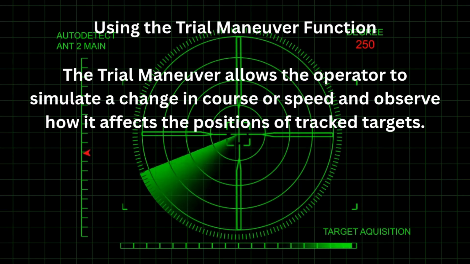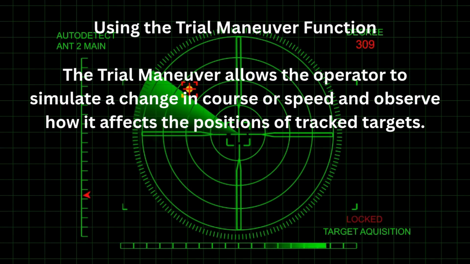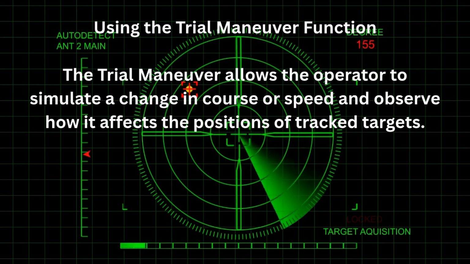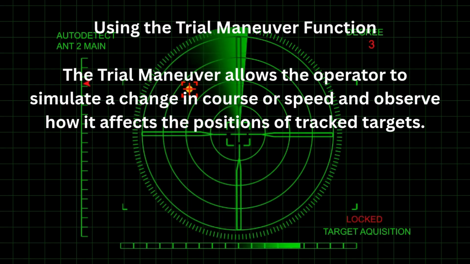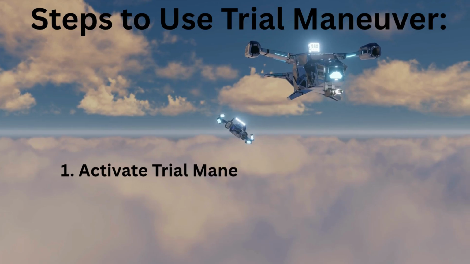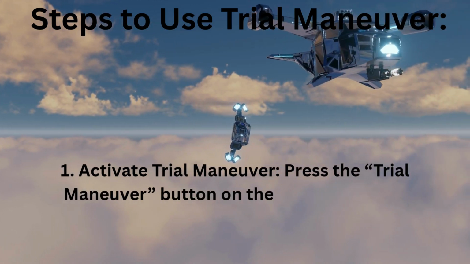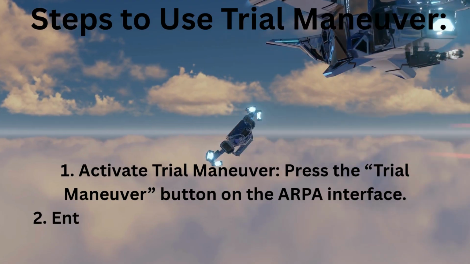Using the trial maneuver function. The trial maneuver allows the operator to simulate a change in course or speed and observe how it affects the positions of tracked targets. Steps to use trial maneuver. 1. Activate trial maneuver. Press the Trial Maneuver button on the ARPA interface.